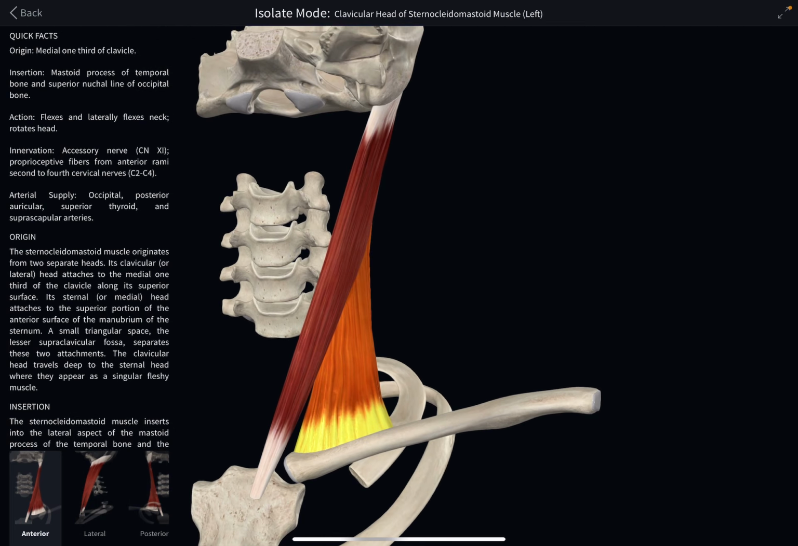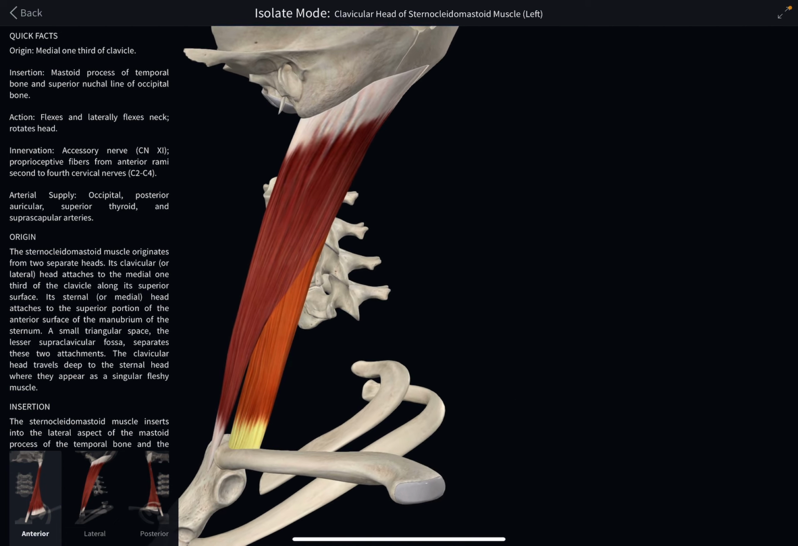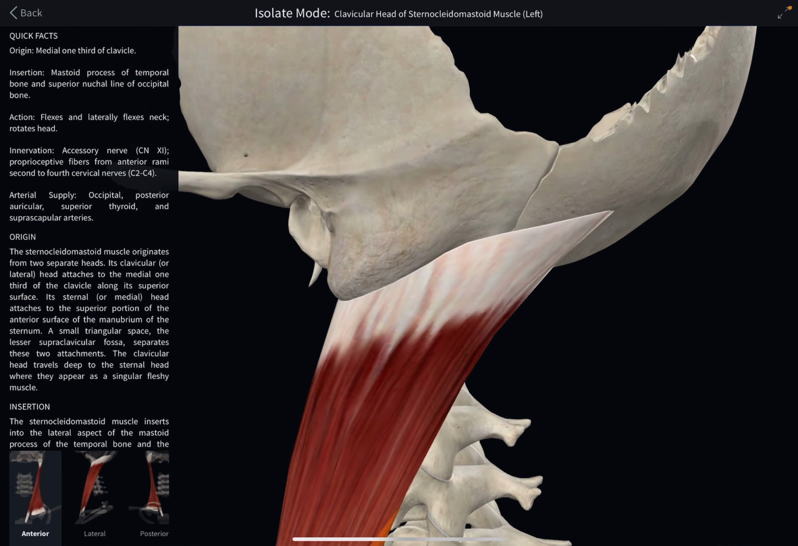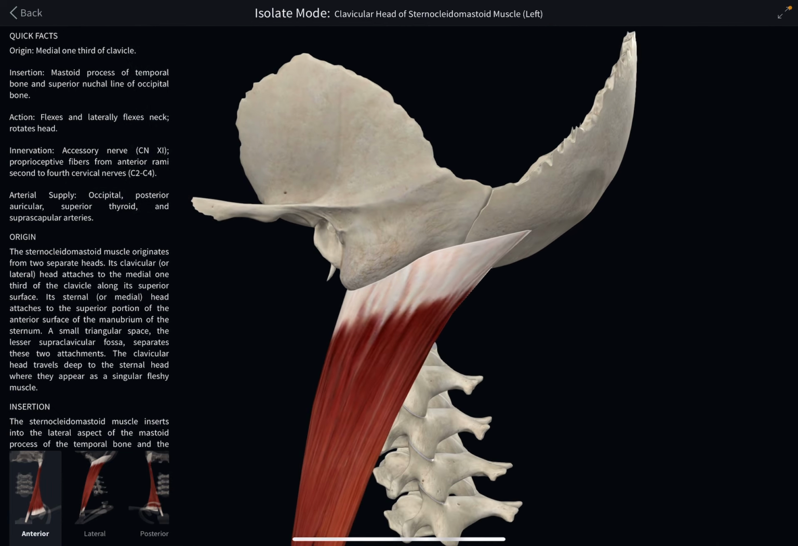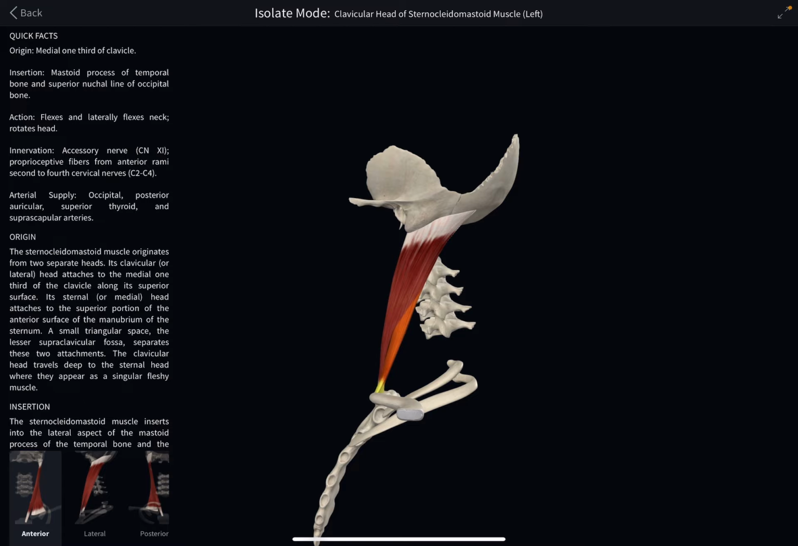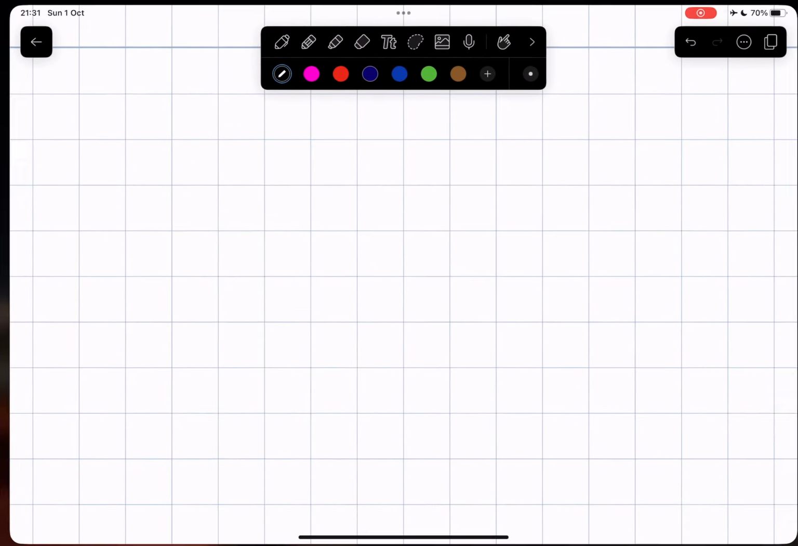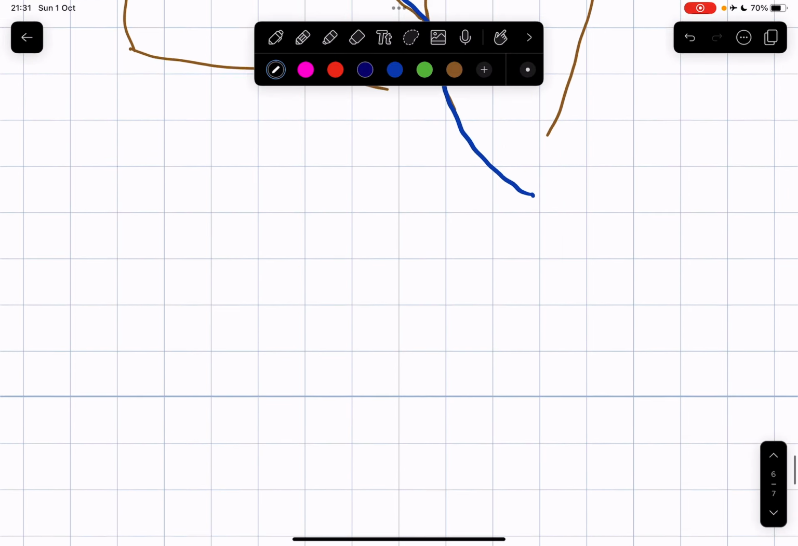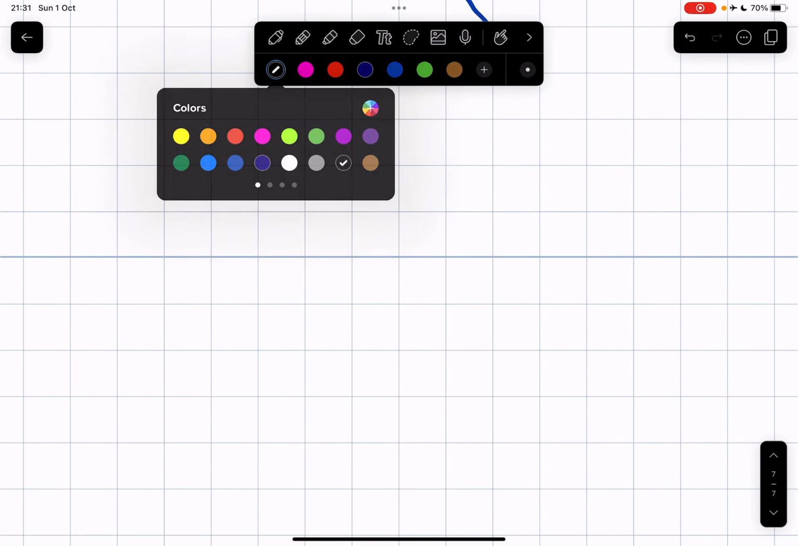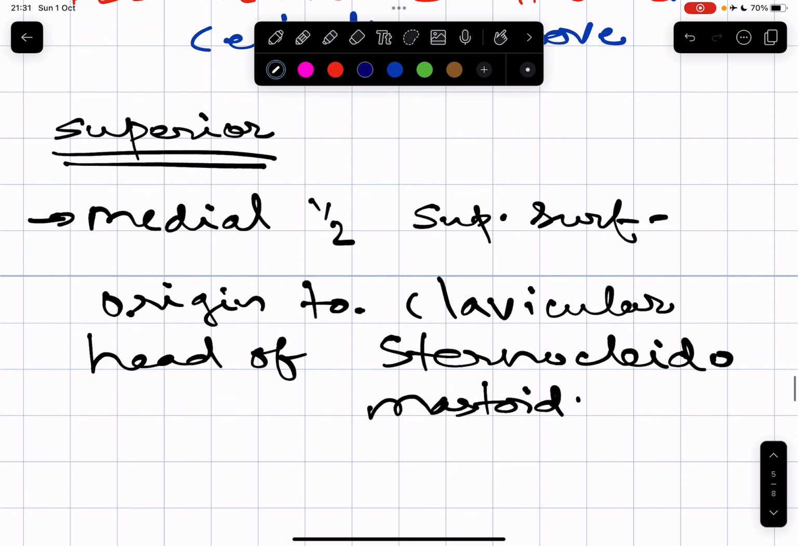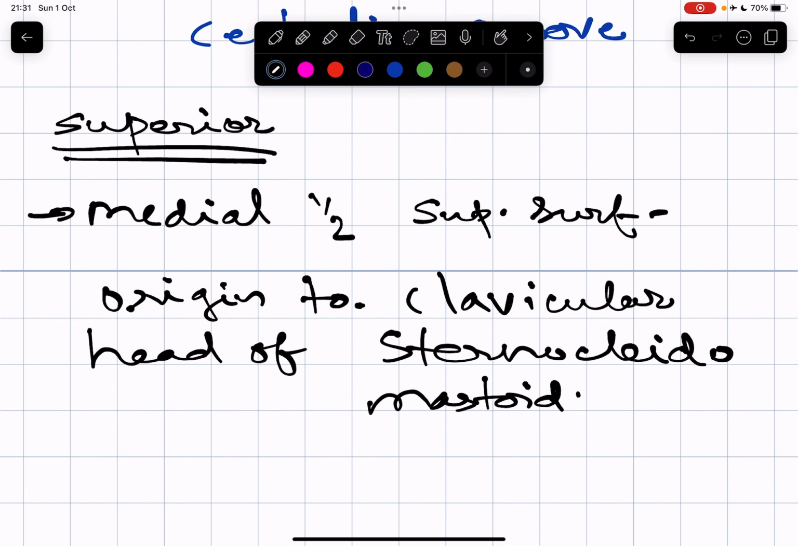So the two heads unite with each other and they insert to the mastoid process. Here is the mastoid process. Don't worry about the mastoid process because it's found in the temporal bone. So another muscle to add, the third one here, is the sternocleidomastoid muscle, right? So the sternocleidomastoid muscle from the superior surface.